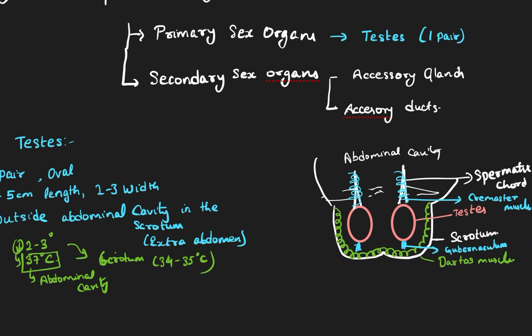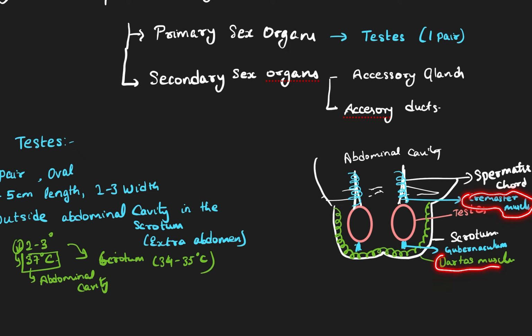So there is the abdominal cavity. You can clearly see, right? The testis is present outside the abdominal cavity, and it is attached to the abdominal cavity by the spermatic cord, as you can see here. The spermatic cord takes the sperms away from here, and this cremaster muscle is present here. You can clearly see the cremaster muscle. They regulate the temperature of the scrotum, this cremaster muscle and this dartos muscle.